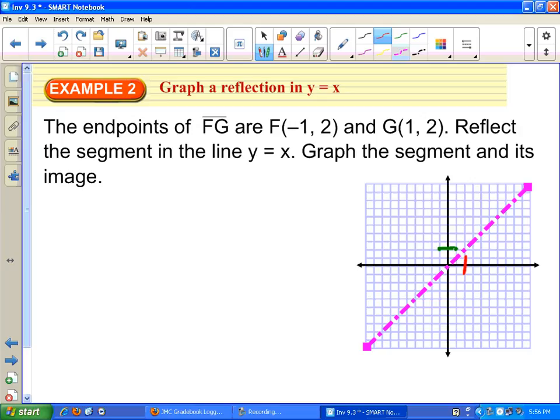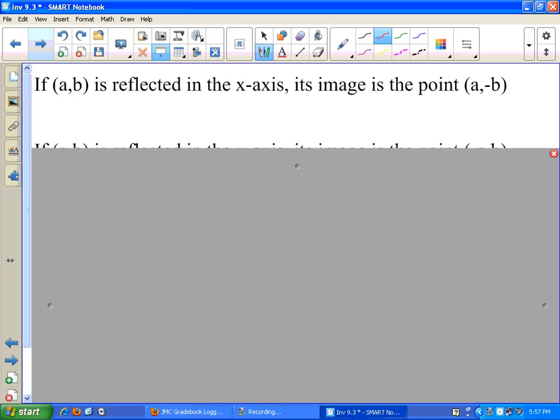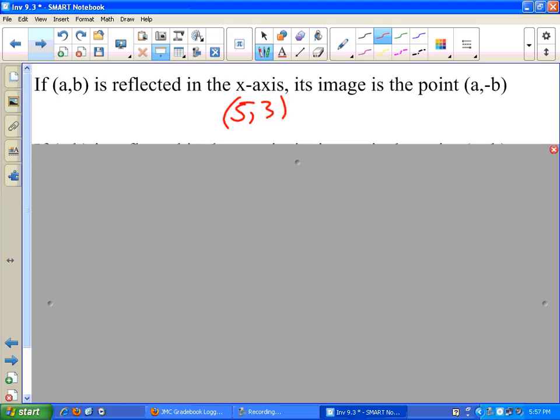Okay, what makes it a little bit nicer is we'll give you some equations here. So here we go. First one. So if AB is reflected over the x-axis, all we do is we make the y value negative. So if I give you the point 5, 3, all that becomes is 5, -3. Okay, that's when we're reflecting over the x-axis. So the first one we did.